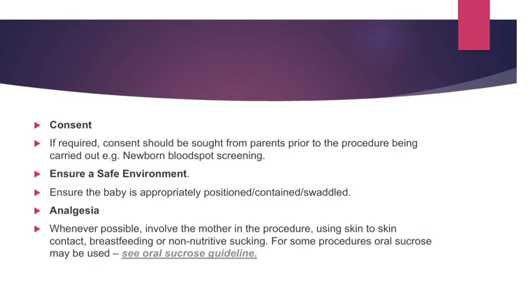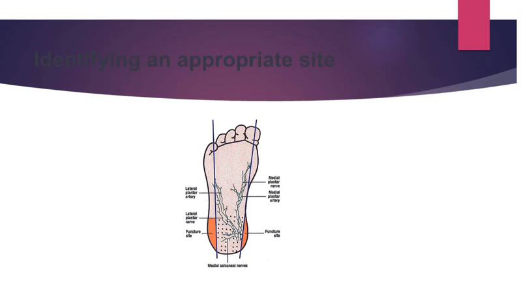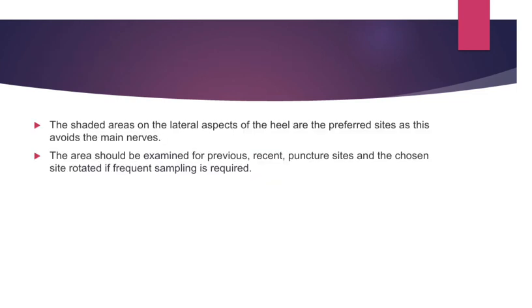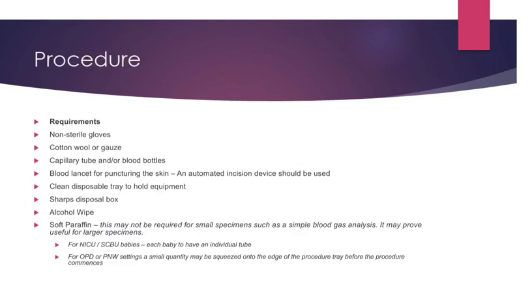Ensure a safe environment. Ensure the baby is appropriately positioned, contained, swaddled. Analgesia. Whenever possible, involve the mother in the procedure using skin-to-skin contact, breastfeeding or non-nutritive sucking. For some procedures, oral sucrose may be used. The shaded area on the lateral aspect of the heel or preferred sites avoids the main nerves. The area should be examined for previous recent puncture sites and the chosen site rotated if frequent sampling is required.